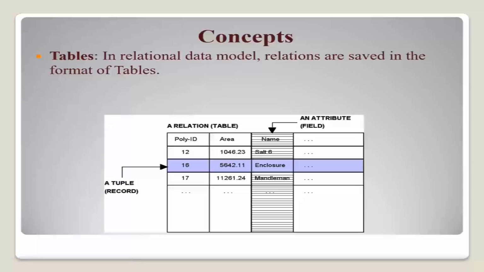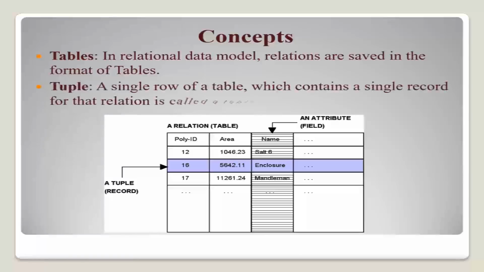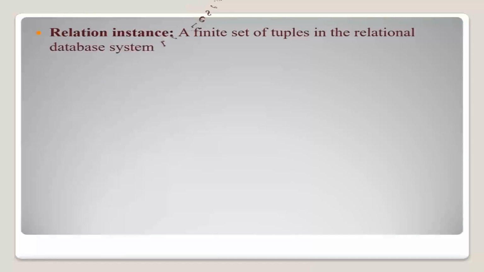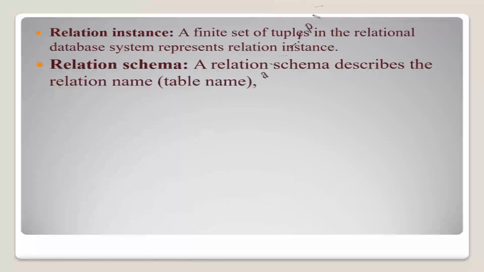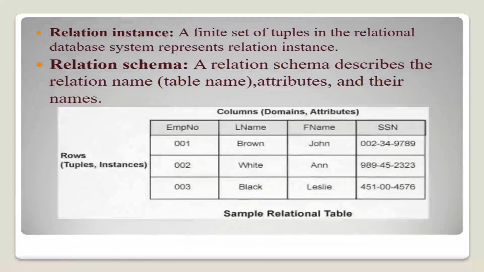Second concept of RDBMS is tuple. A single row of a table which contains a single record for that relation is called a tuple. Now moving to the relation instance, a finite set of tuples in the relational database system represents relation instance. Relation instance does not have duplicate tuples. Next is relation schema. A relation schema describes the relation name, attributes, and their names.